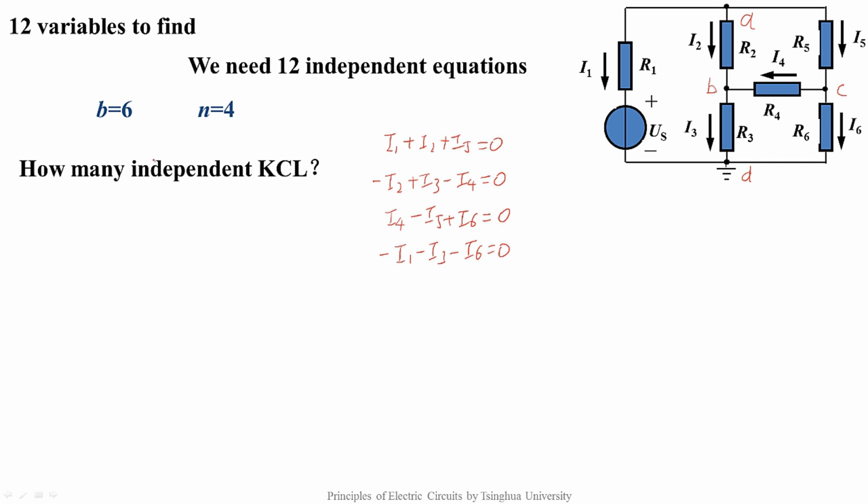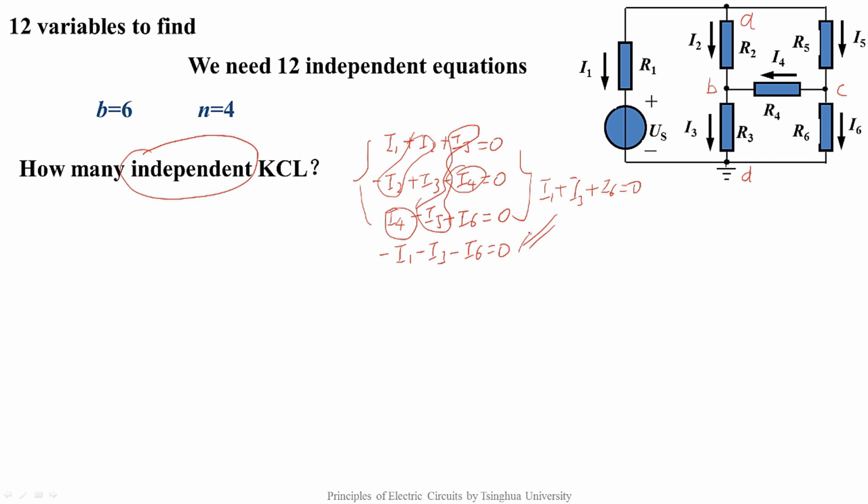Now the question is whether these 4 KCL equations are independent. Look at them carefully. They are apparently not independent. We add the 3 equations. I2 is cancelled. I5 is cancelled. And I4 is cancelled. We get I1 plus I3 plus I6 is equal to 0. This equation and this equation are the same. So only 3 of the 4 equations are independent.